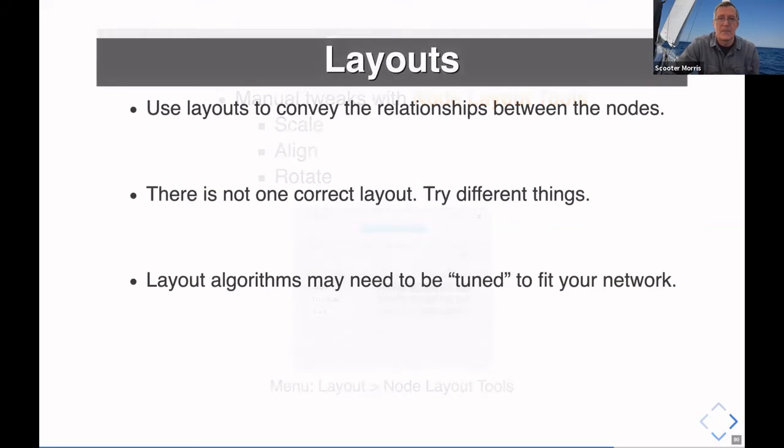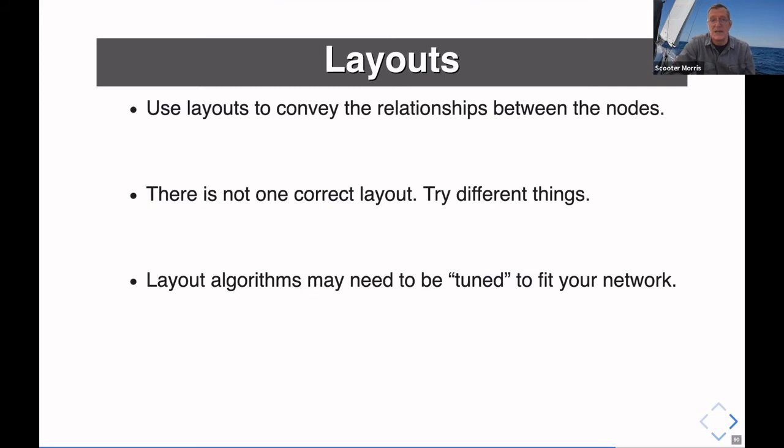So, use layouts to convey the relationships between the nodes. That's what they're for. If I have 2 nodes that are closely related in some way, I want the layout to show that those nodes are closely related. You can do that a couple of different ways. The layout can put them close together, and you can also highlight that by maybe making the edge thicker or darker, depending on things. There's no such thing as one correct layout. You may want to try different things.